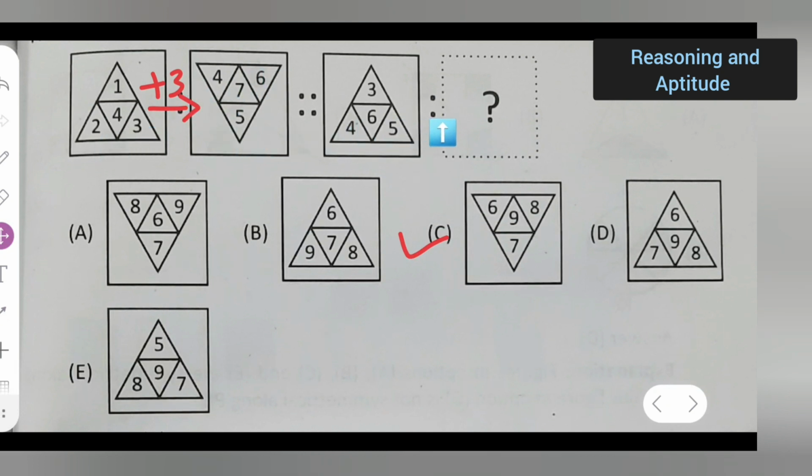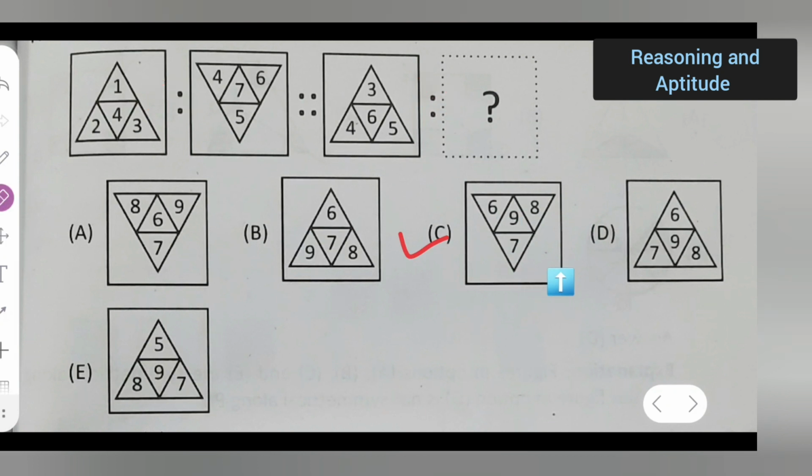In the same way, you'll have to use the pattern for this one. So 3 plus 3 will give you 6. 6 plus 3 will give you 9. 5 plus 3 will give you 8. And 4 plus 3 will give you 7. So obviously option C is the correct option.